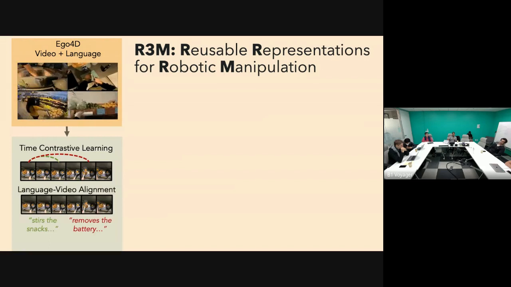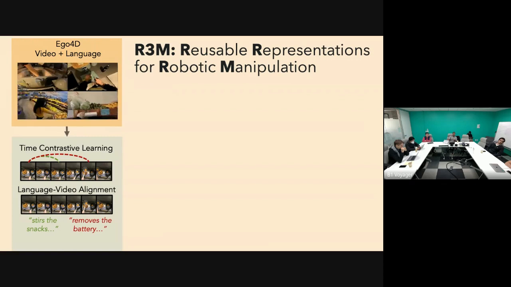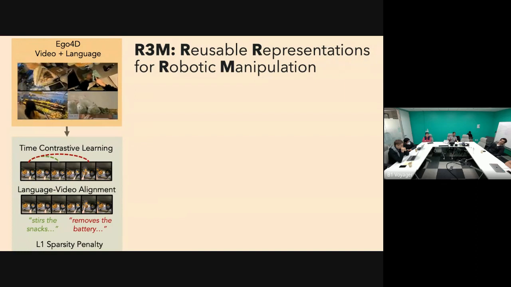We train with a language-video alignment term. Basically it's just saying from the embedded frames, I should be able to predict whether this video corresponds to stirring the snacks or removing the battery. Quite similar actually to the LOREL-style reward. And then lastly, we just train with some L1 sparsity regularization.